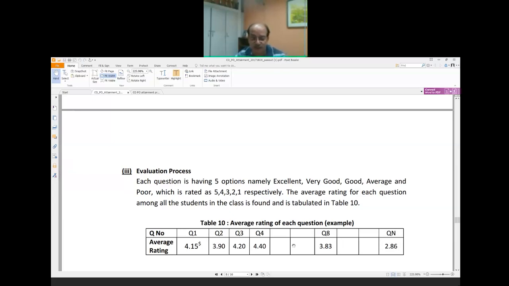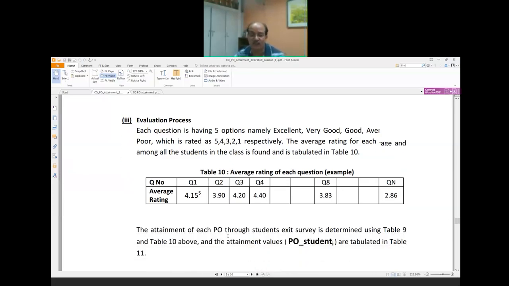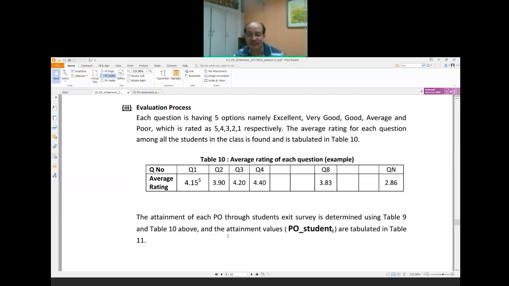Out of 5, my score is 4.15, and question number 2 is this, question number 8 is this, and question number N is this particular score. So this is what we call the average rating for each question, which we have to define as far as the evaluation process is concerned.